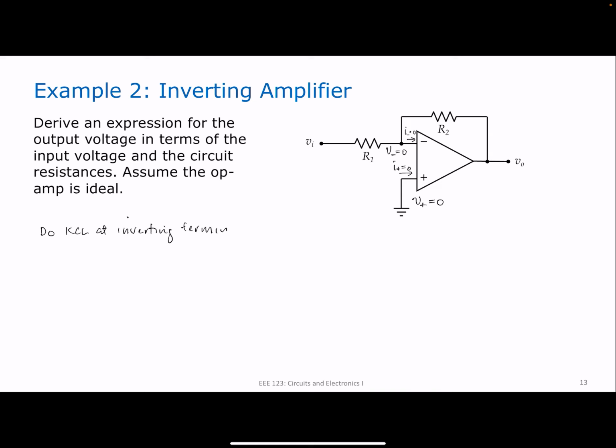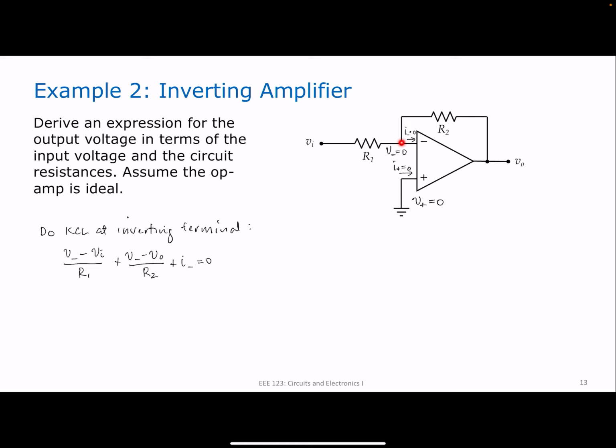Okay, so let's do this step by step. So you have V minus V of I over R1. So that's the current flowing from right to left at R1, V minus V of I over R1. Then you have V minus V of O over R2. That's the current flowing this way from left to right here at R2. Okay, plus I minus is equal to 0.